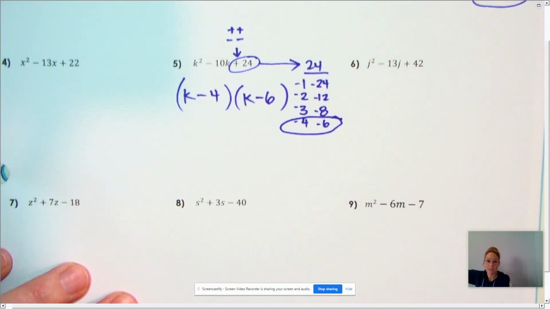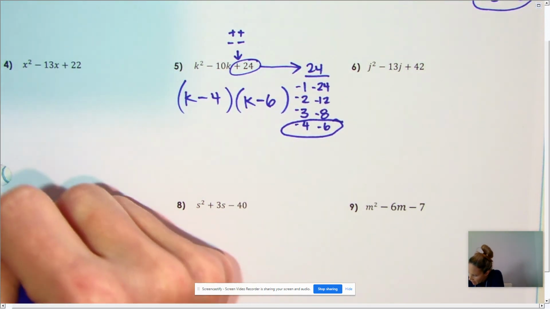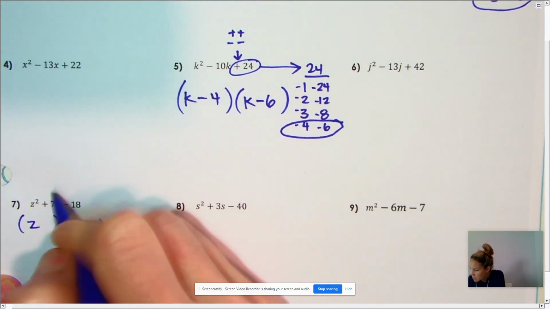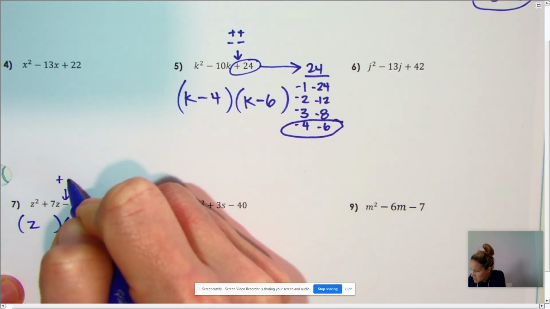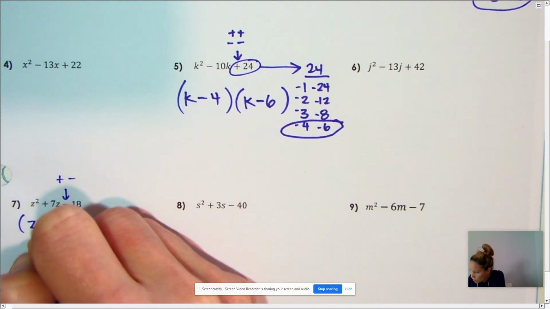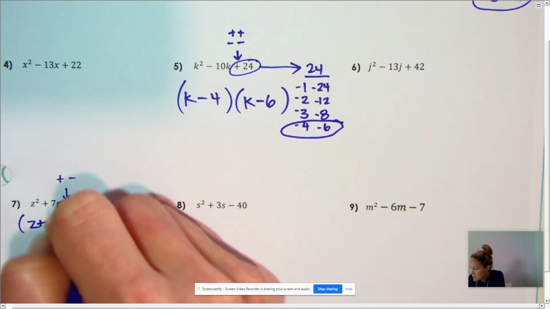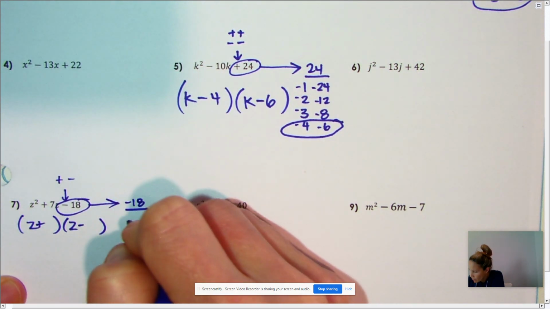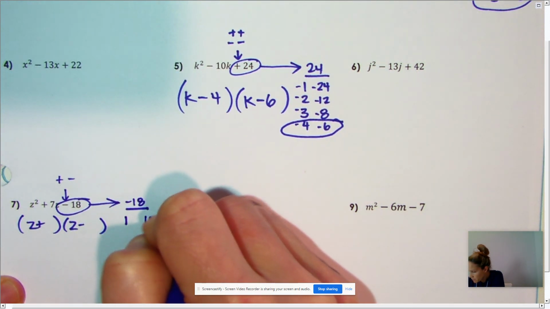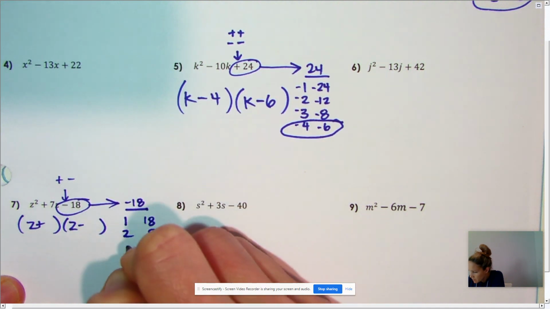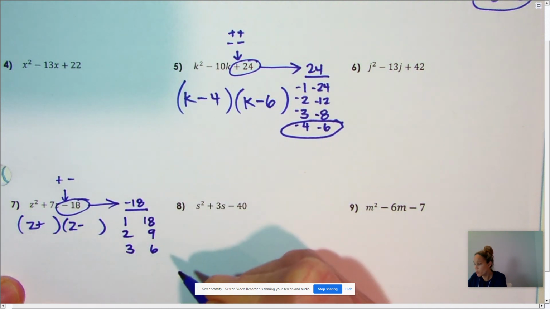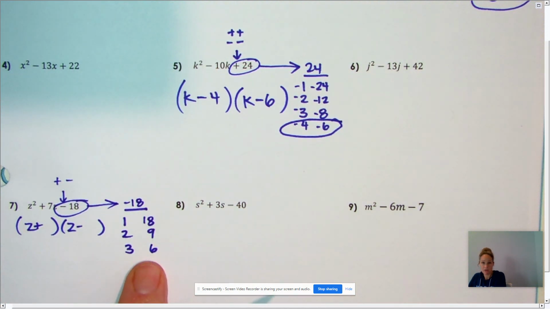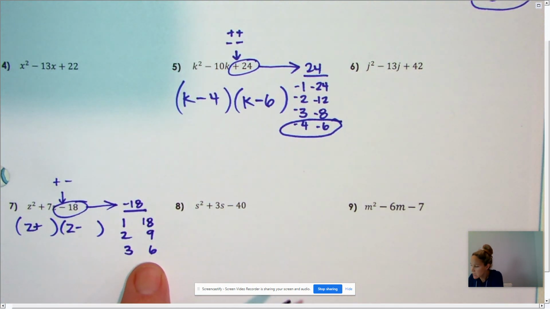Okay, let's look at number 7. We have z and z. And then because this is a minus, I know one has to be positive, one has to be negative. So a plus and a minus. I'm going to take the negative 18 and list all the factors. So I've got 1 can go in, 2 can go in, 3 can go in, 4 can't, 5 can't, 6 can. You could also look, hey, we already did it on page 113.